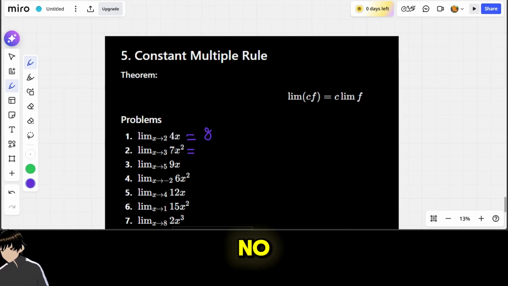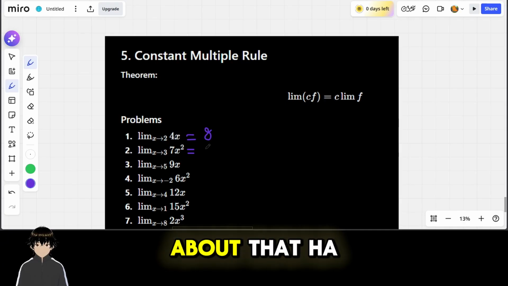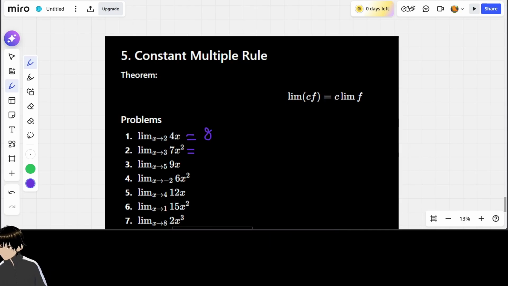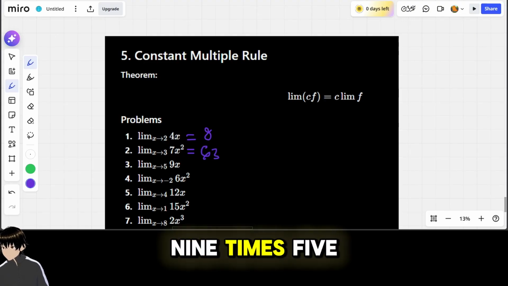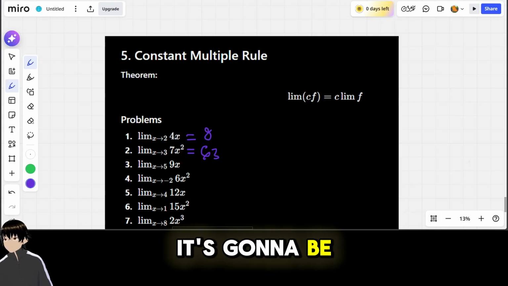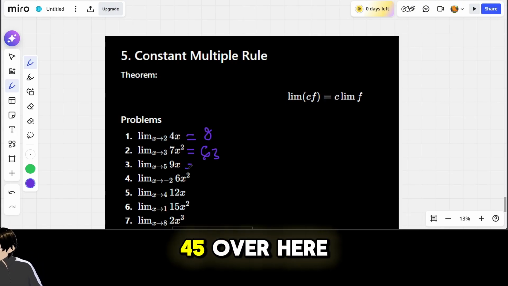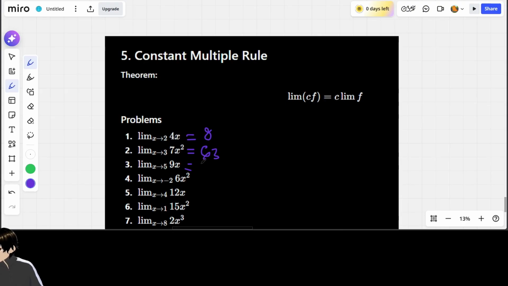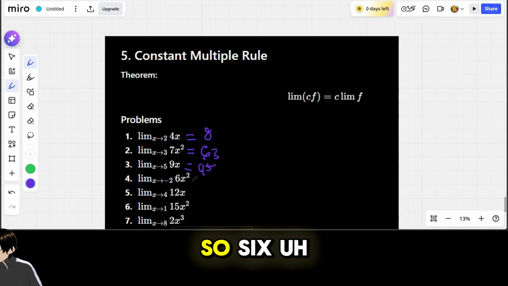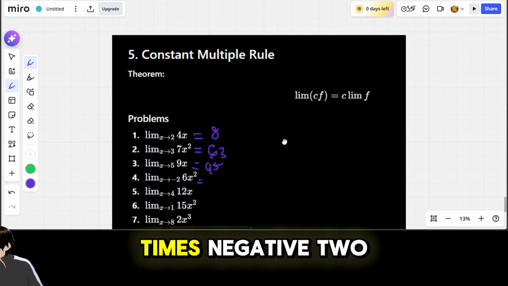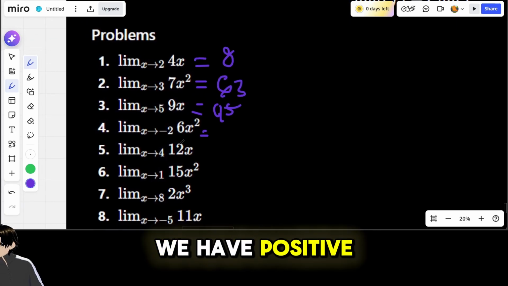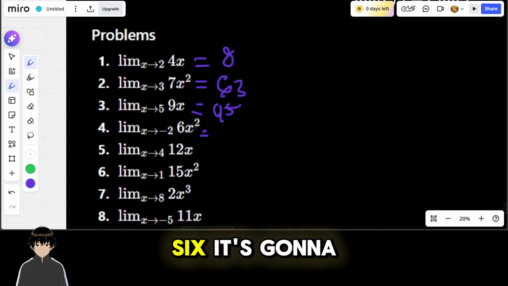Wait, 63. Sorry about that. All right, so 9 times 5 is going to be 45. Okay, so we have the 45 over here. So negative 2 times negative 2. Okay, we have positive 4. Positive 4 times 6 is going to be 24.